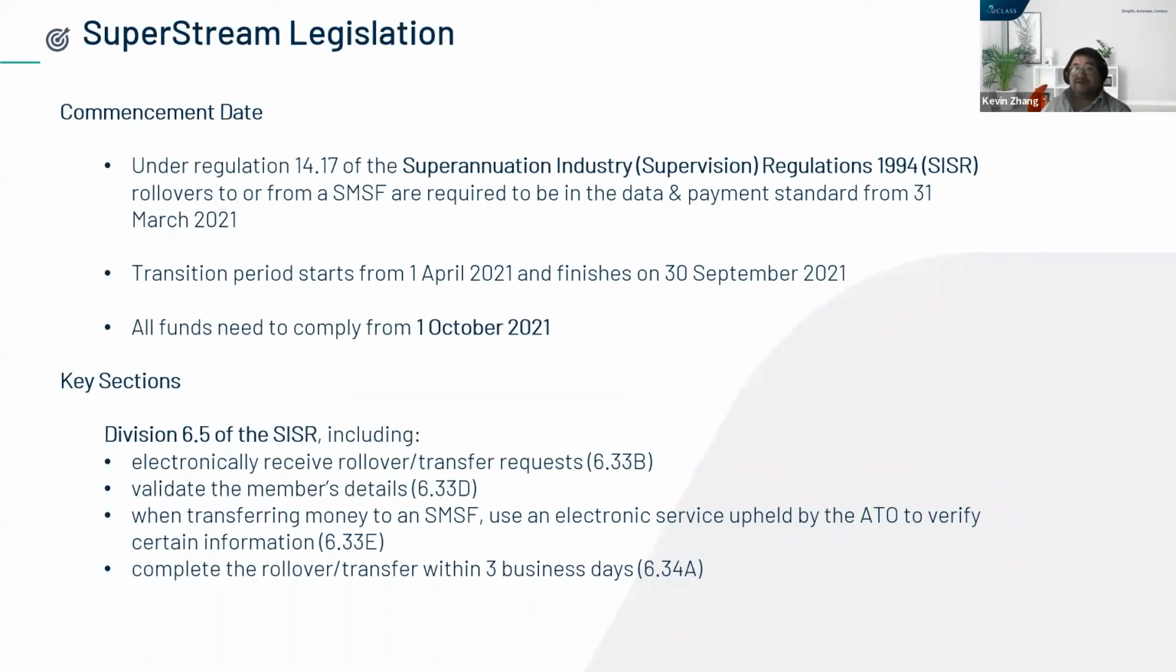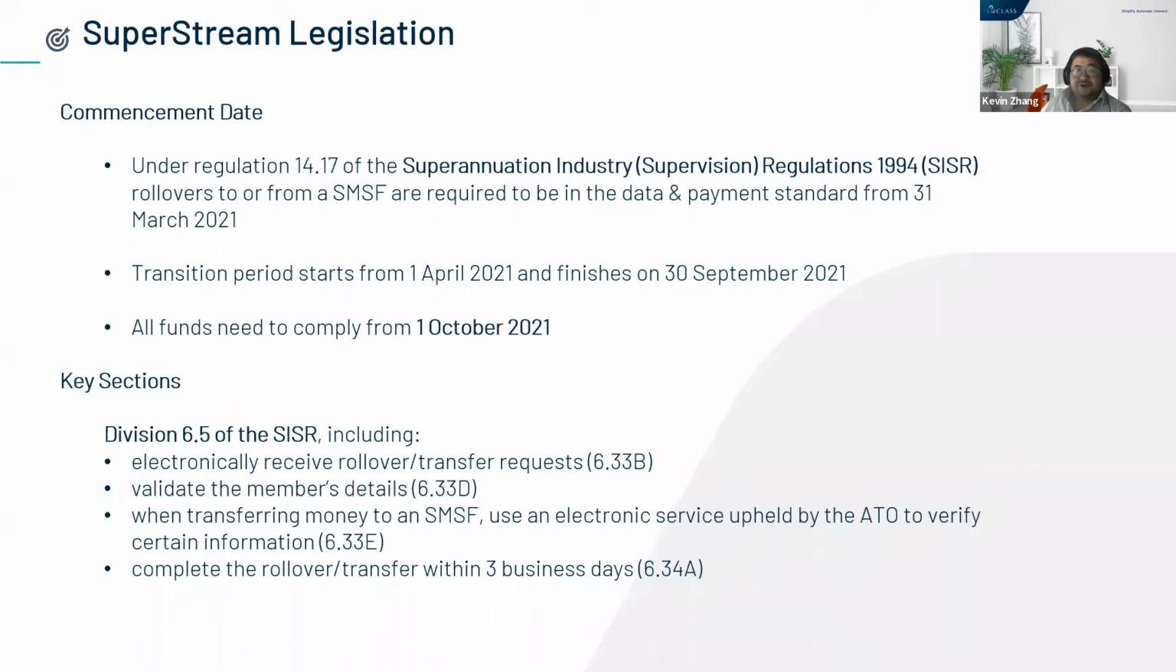The actual date is 31st March, but in order to implement the new measures, both regulators, APRA and ATO, have managed to extend a provisional period, effectively 6 months. So officially, for all funds to be on board to comply with the new SuperStream requirements is from 1st October 2021. If you want to ask which section covers these measures, it's under Division 6.5 of the SIS regulations.